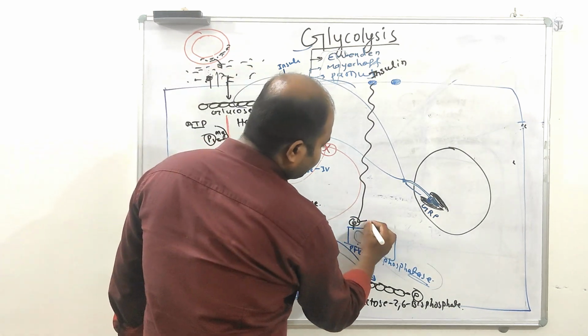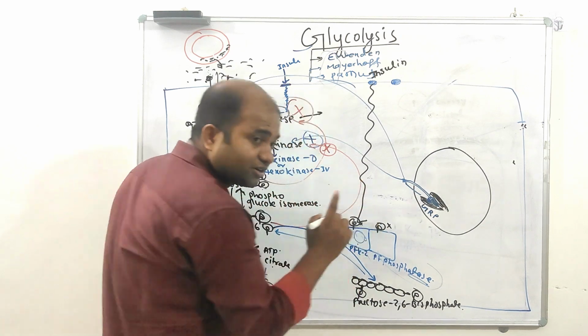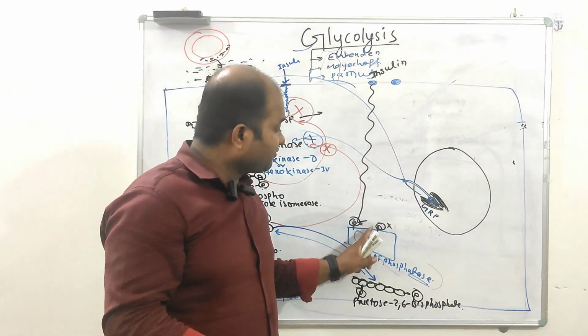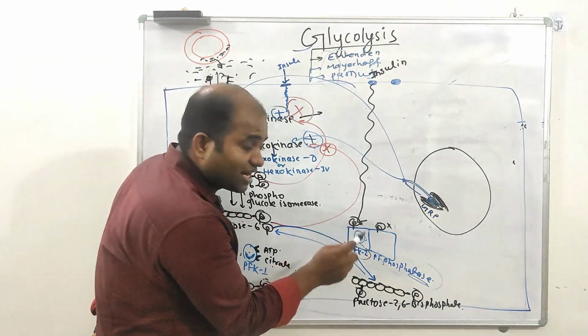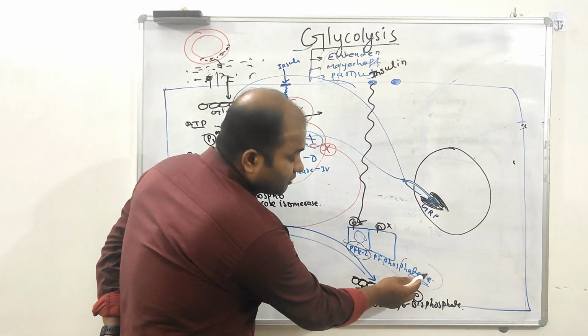Phosphate from here also, and phosphate from here also. It will remove phosphate. Once this enzyme is dephosphorylated, then this will become activated. Kinase activity will increase, phosphatase activity will decrease.